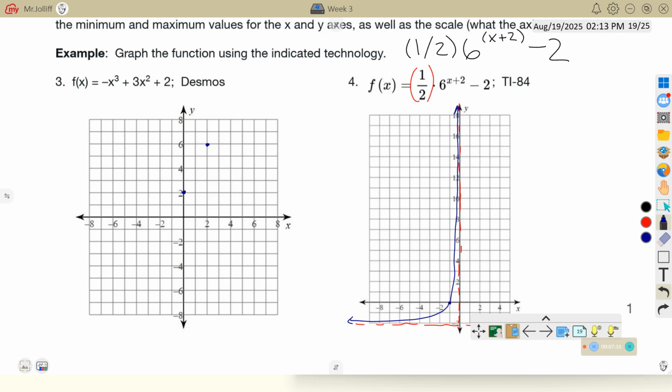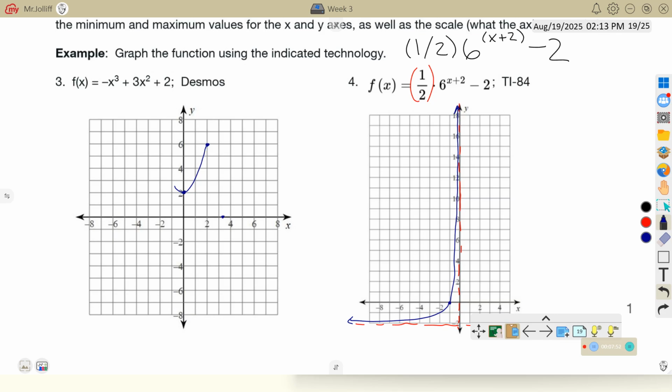Wait, is it going up and then down and then up? Is that right? Yeah? Where does it cross the x-axis? Where's our x-intercept? A little after 3. So right about here-ish. Yeah? Perfect.